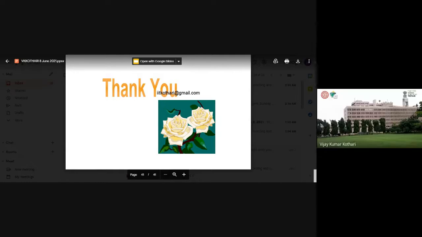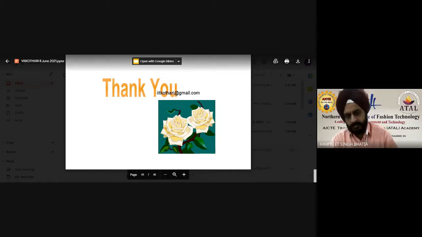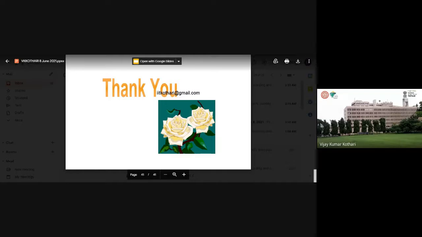Sir, do we take per unit length or per unit area? No, no, we add per unit length. Suppose there are 60 threads per inch in the warp and 90 threads per inch in the weft, so 90 plus 60 will become 150. So the thread count from the industry point of view is 150 for this particular fabric.